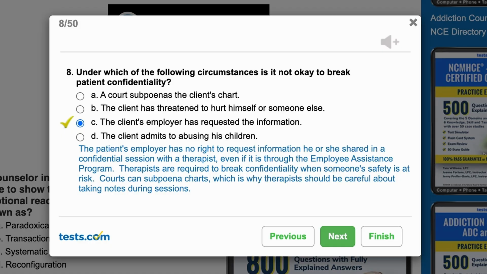C. The patient's employer has no right to request information he or she shared in a confidential session with a therapist, even if it's through the Employee Assistance Program. Therapists are required to break confidentiality when someone's safety is at risk. Courts can subpoena charts, which is why therapists should be careful about taking notes during sessions.